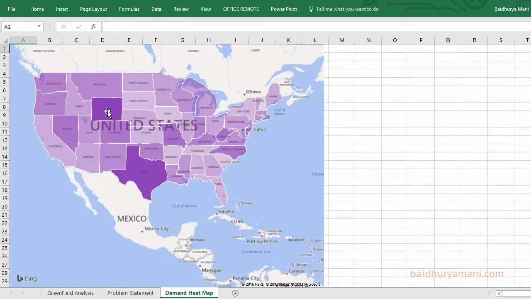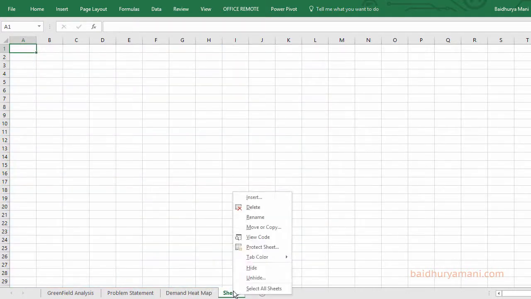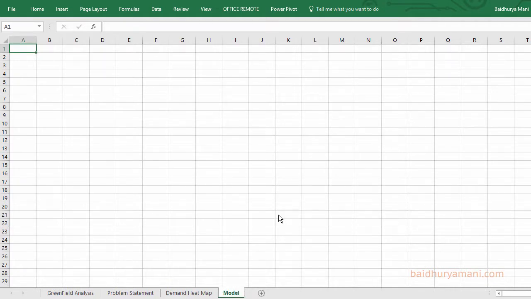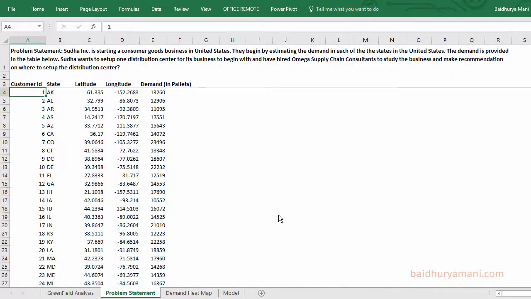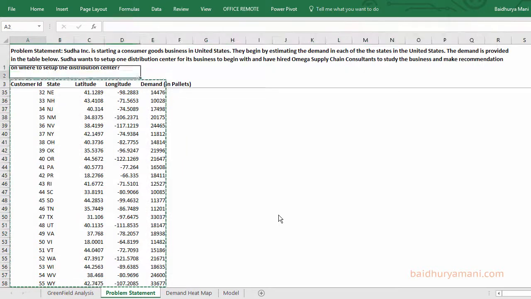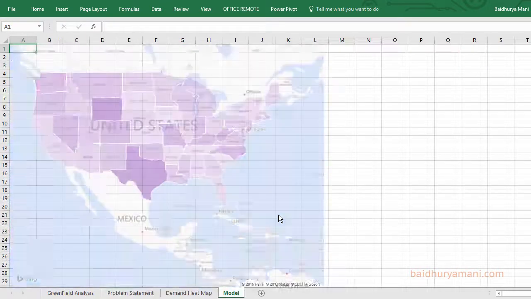So I plotted the demand of customers on a map of United States. So states like Texas, Wyoming, and Nevada have maximum demand. So basically this is a heat map, and the darker the color of the state, the higher is the demand. Let's get straight to the modeling piece now. So let us create a new sheet and let's rename it as model. Let's copy the data from the problem statement sheet and let's paste it here.